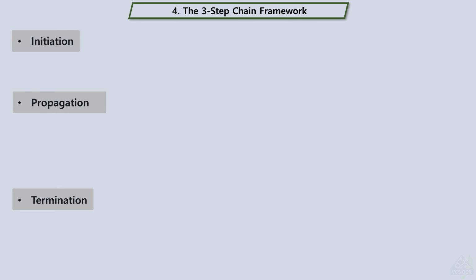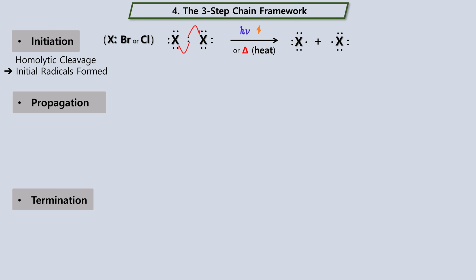Most radical processes operate through a chain reaction framework, a continuous sequence where a few initial radicals transform a large amount of starting materials. Regardless of the specific reaction, most radical chain mechanisms follow three general steps: initiation, propagation, and termination. And first is initiation.